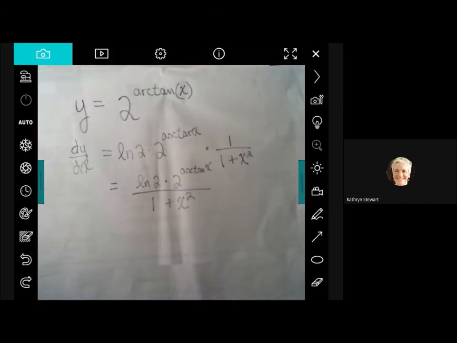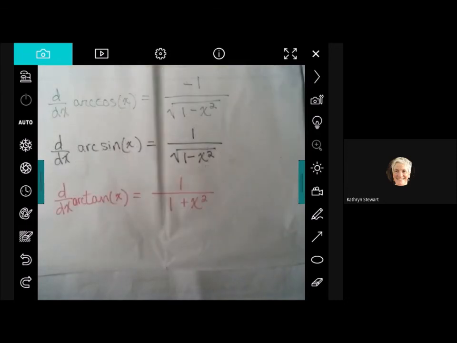And there you go. So now that you know about these rules, just be on the lookout for them. They can be kind of fun. They look more intimidating than they are.